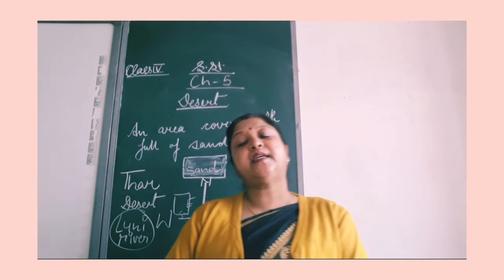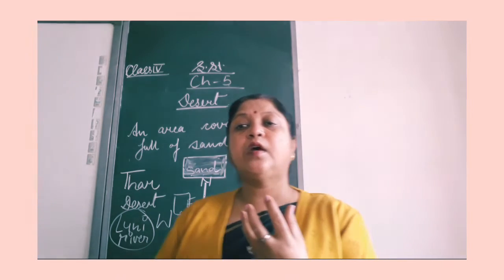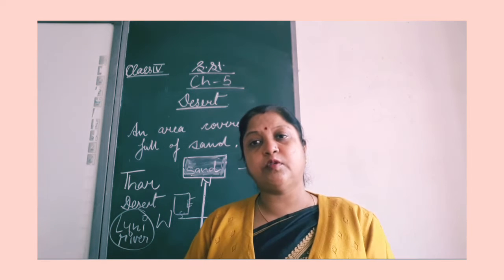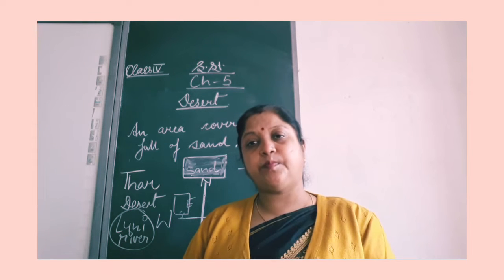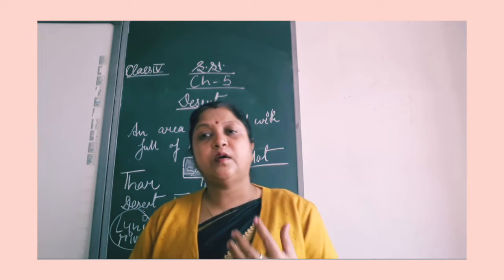Okay, in the desert area we can see some green areas. That area is known as an oasis. At some places, underground water comes to the surface through a spring. This type of area is known as an oasis.